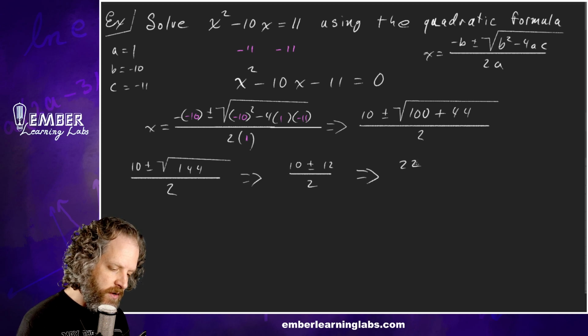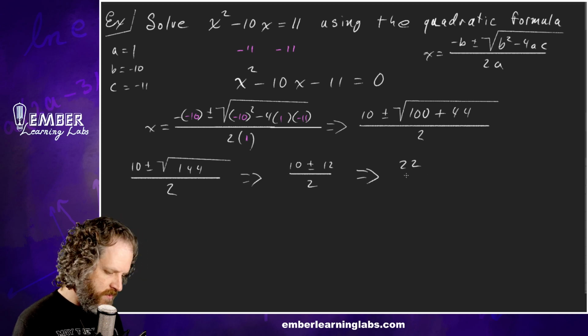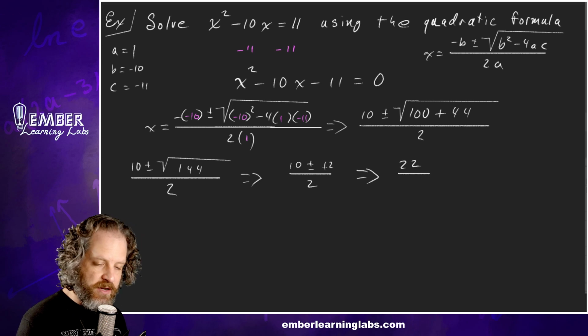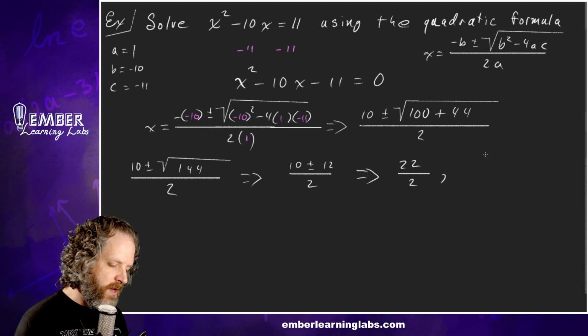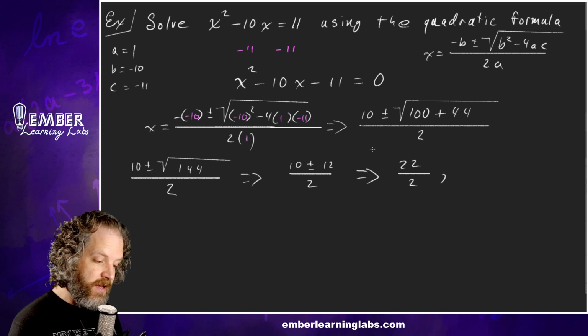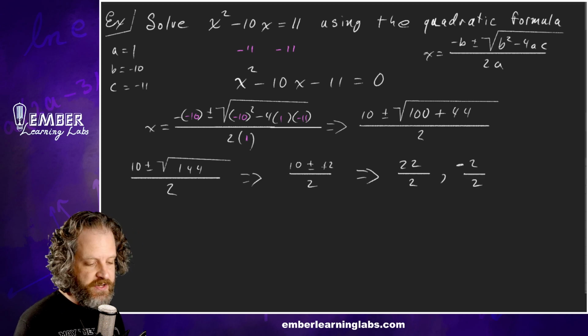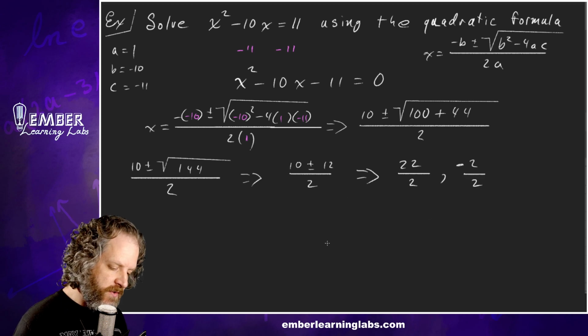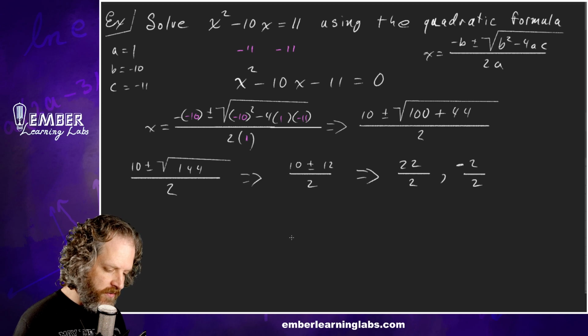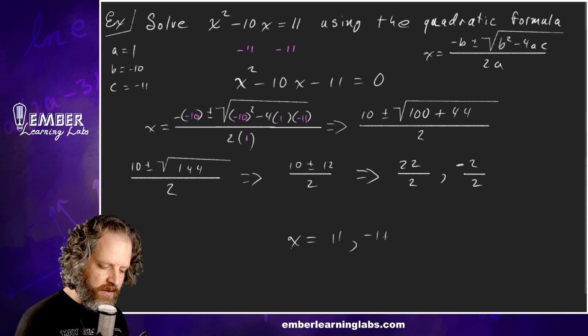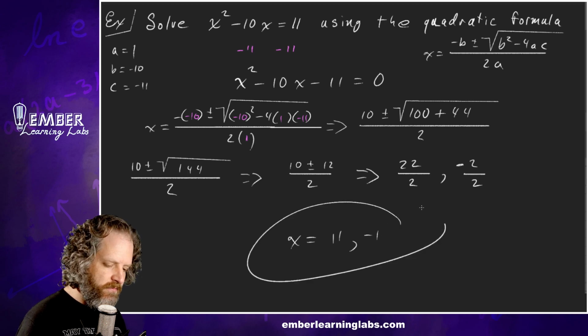22 over 2. That's for the plus version, since 10 plus 12 is 22. And then we've got negative 2 over 2. That's for the minus version, since 10 minus 12 is negative 2. So then our answer is x equals 11 and negative 1.